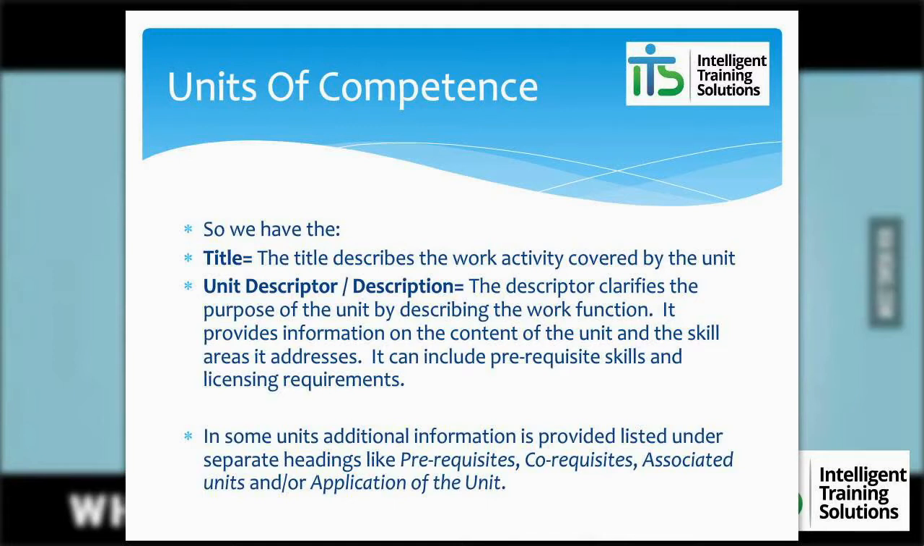And then you'll have the unit descriptor. The unit descriptor clarifies the purpose of the unit by describing the work function. It provides information on the current content of the unit and the skill areas it addresses. It can include prerequisite skills and licensing requirements. In some units, additional information is also provided under separate headings like prerequisites. So does this person need to do a level of study before they can get into this unit? Co-requisites, is there anything that they need to do in conjunction, or any other associated units, and the application of the unit.